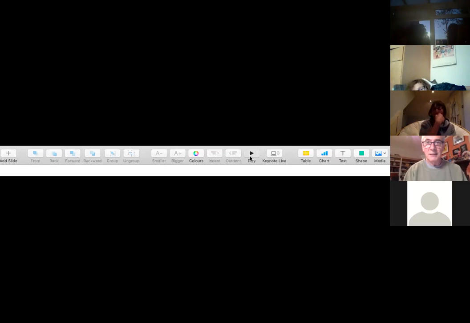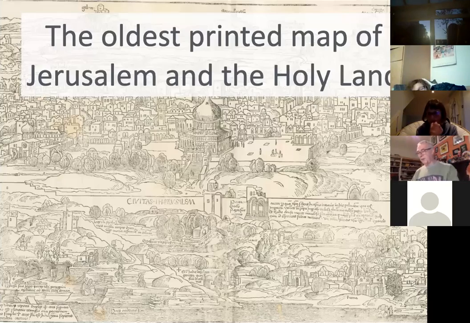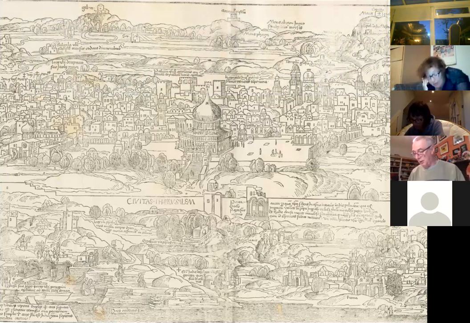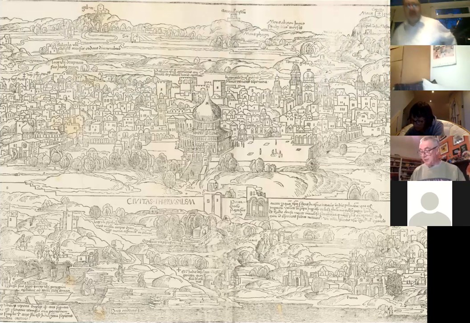Okay, so as I said before, this is the earliest printed map of the Holy Land that we know of. It's by a Dutch artist called Erhard Voyesch. He was active in the 1480s. We don't know his exact dates, and it appears in a book called the Peregrinatio in Terram Sanctum.